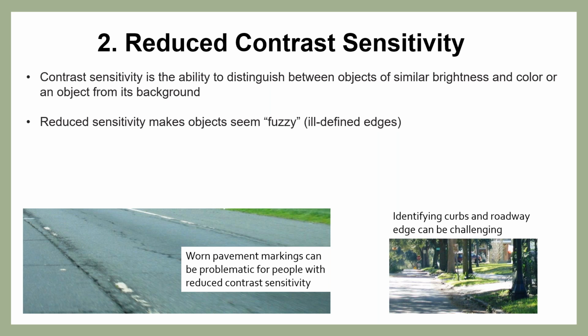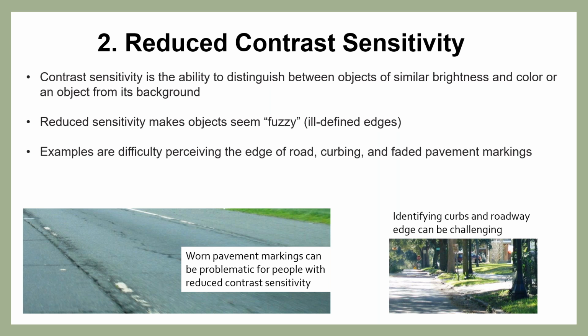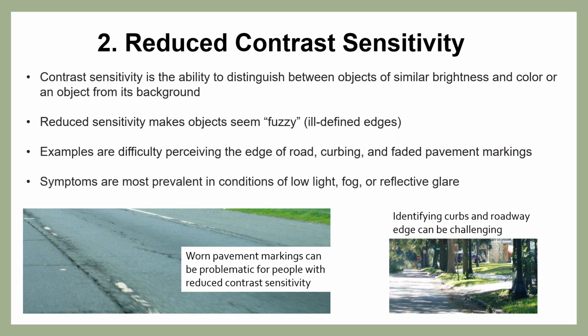So as we have reduced contrast sensitivity, what that could mean is objects may seem a little fuzzy, or the edges are ill-defined. Think about the case of a concrete curb on the roadside, and how that could blend into the pavement, or depending upon what is on the other side of the curb, if it's grass, or also a gray sidewalk and concrete. So the ability to actually discern where the pavement ends, where the curb is, where the sidewalk begins. All of these are examples of how we use contrast sensitivity.